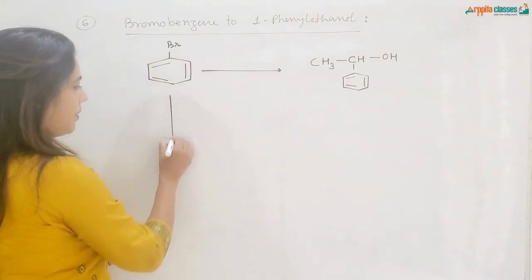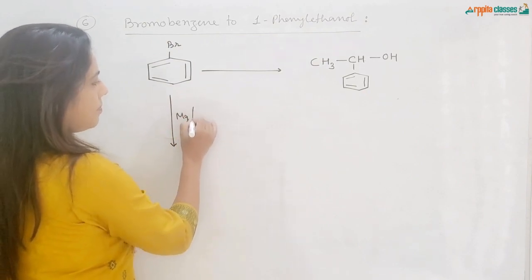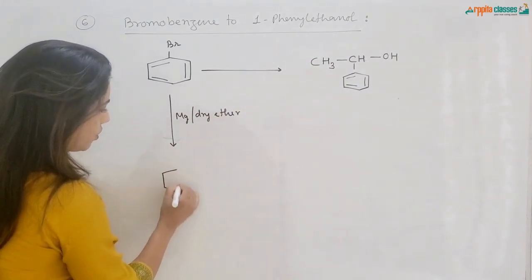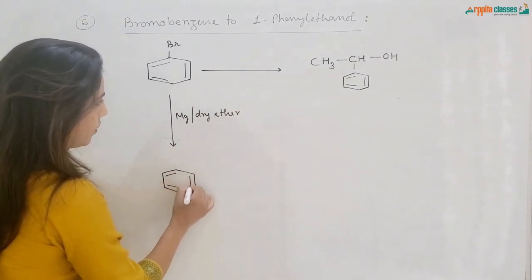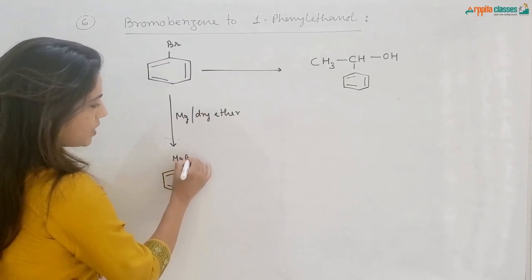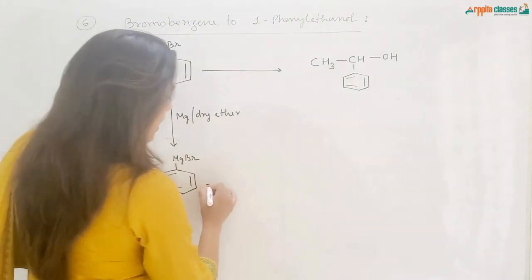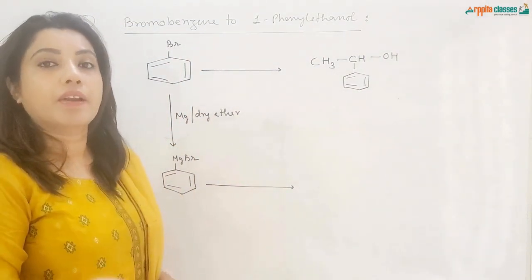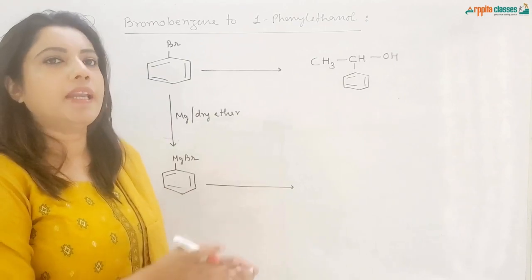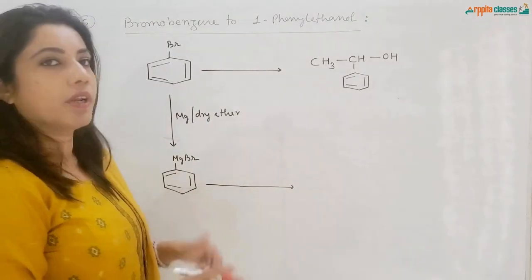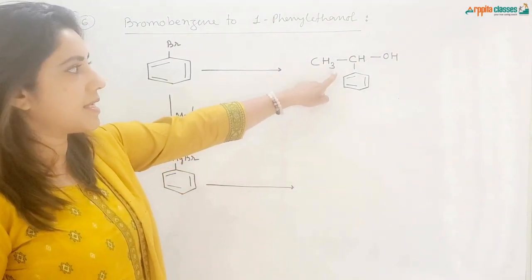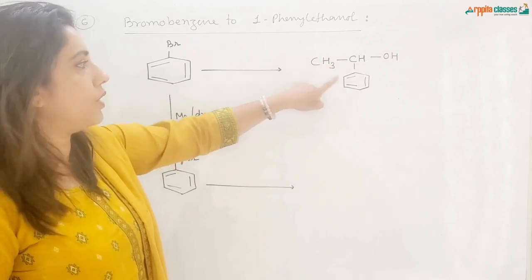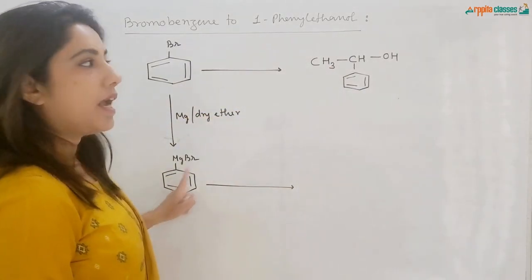So first of all, I will be treating this with magnesium in presence of dry ether. So I will be getting a Grignard reagent over here. So this will convert into MgBr. So this is a Grignard reagent. Now we know that if Grignard reagents are treated with an aldehyde, we get a secondary alcohol. Okay, other than formaldehyde, any aldehyde plus Grignard reagent will give you a secondary alcohol. Now here this is a secondary alcohol, you can see, right? And there are 2 carbon atoms, right? So this phenyl group will come from this, and there are 2 carbon atoms.